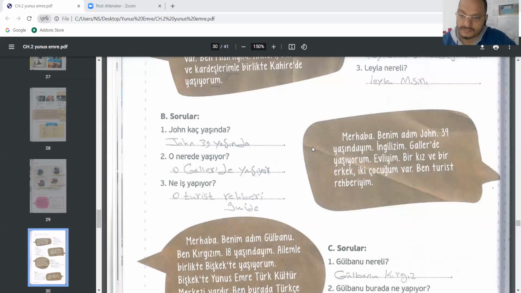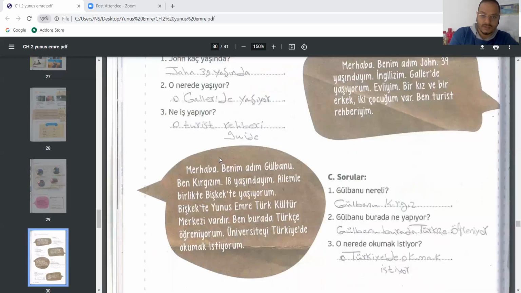2 çocuğum var. He has 2 kids. One of them a girl and the other is boy. Ben turist rehberiyim. I'm a guide. Tourism guide. Merhaba, benim adım Gulbanu. Ben Kırgızım. From this country.